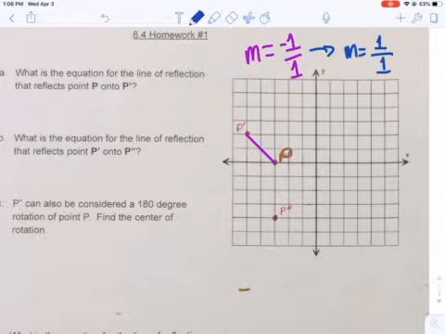So I'm going to go right here from the midpoint of my line that connects both of these points. I'm going to go from the midpoint, up 1, over 1, up 1, over 1. I'm going to keep doing that, and I've got myself my line of reflection.